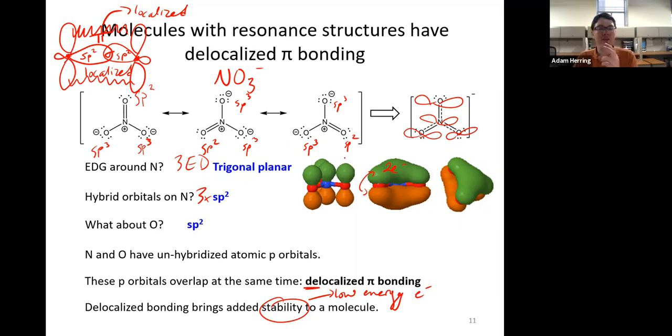If you have a set of electrons that are localized in one fixed location, then they're going to repel each other at a much higher magnitude than if they're spread across an entire molecule. So simply because the electrons are able to spread out, they are lower in energy, and therefore the molecule is more stable.